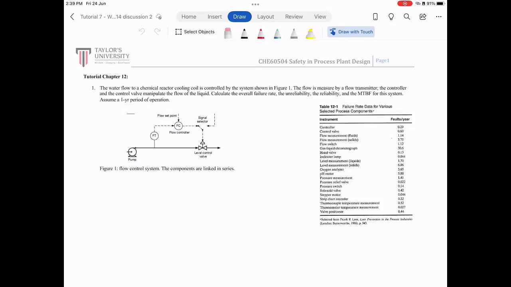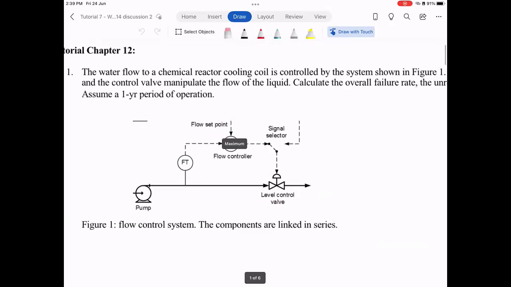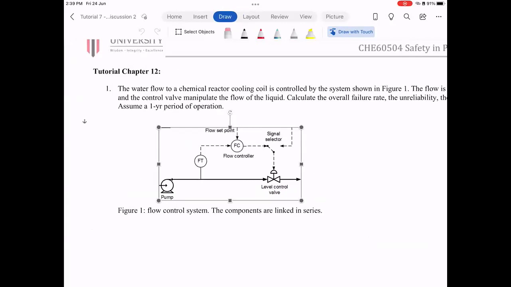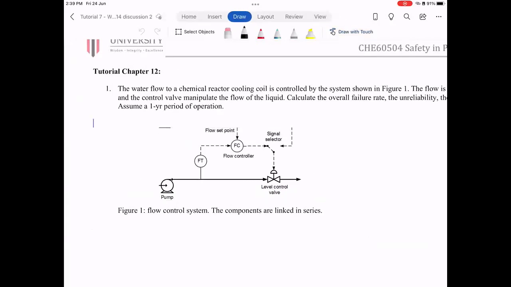The water flow to a chemical reactor cooling coil is controlled by the system shown in figure 1, where let me just make it bigger so that you can see. In this system, we have a pump, and then we have a flow transmitter, controller, and level control valve. By the way, this is the wrong system. The one being shown here is just to show you how we calculate it.